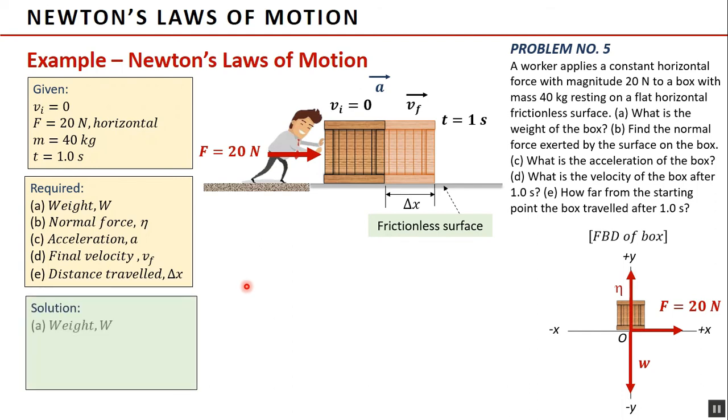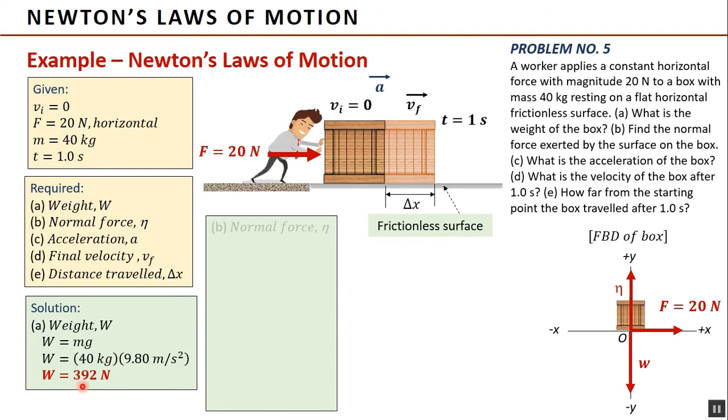Letter A. For the weight, so this is very simple. Weight W is mass times gravitational acceleration. So 40 times 9.8. The weight of the box is 392 N. Letter B. For normal force, we take summation of forces along y to be 0. So here we applied Newton's first law, since there is no motion happening on the box on y-axis.